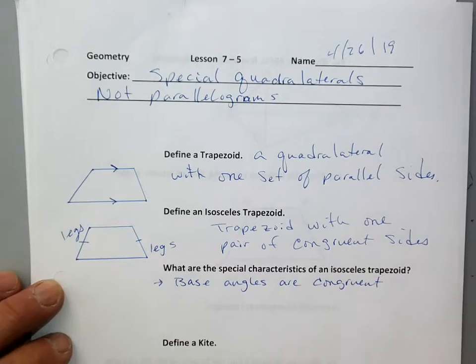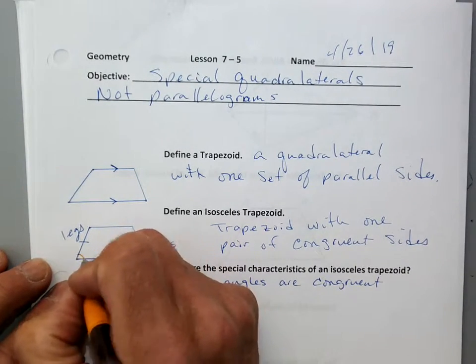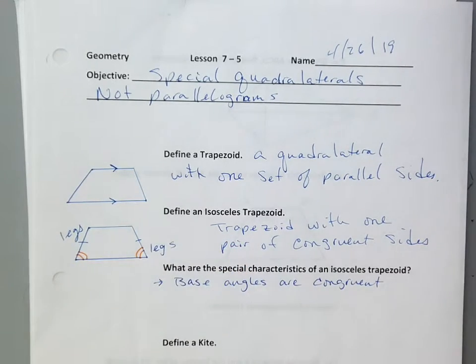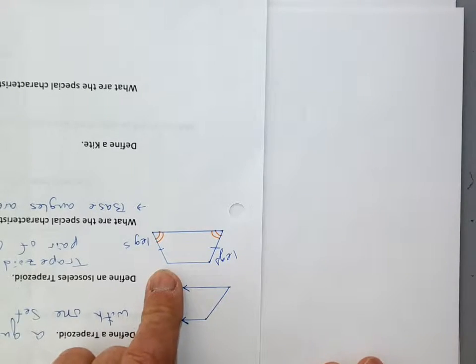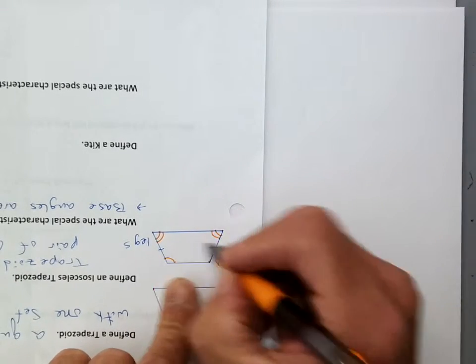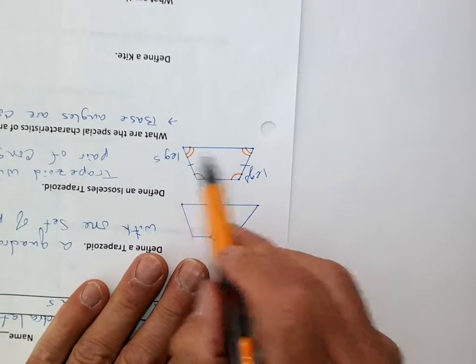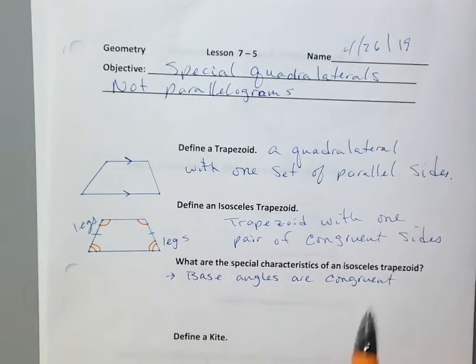So let me mark my figure. Here we go. So that means this angle is congruent to this angle. And then, believe it or not, if we draw the trapezoid upside down, these could also be considered base angles. So this angle is congruent to this angle. It is kind of funny because you think it's got base angles and top angles, but they're both called base angles. Okay.